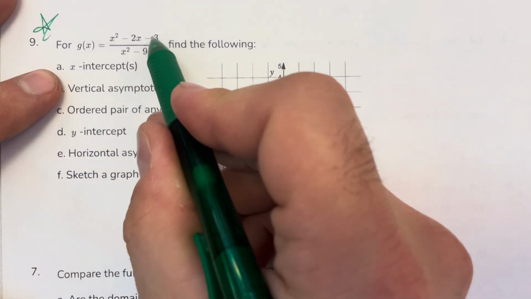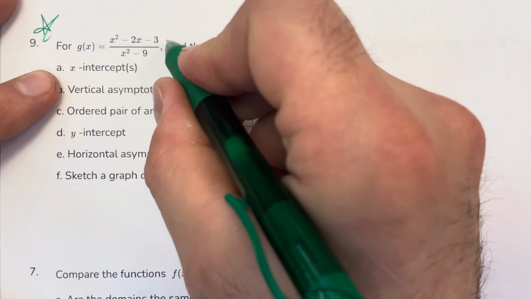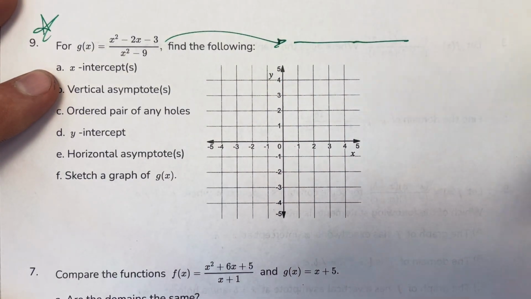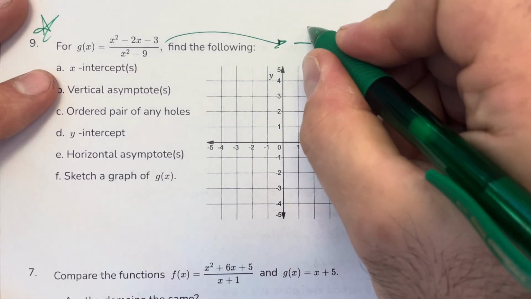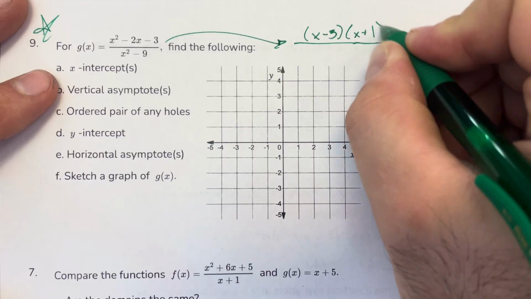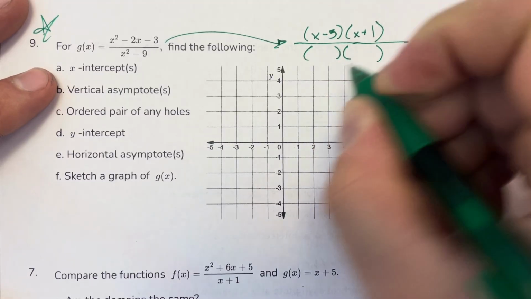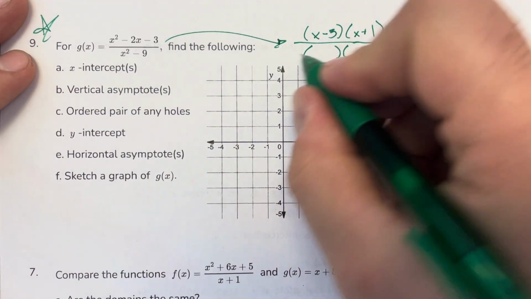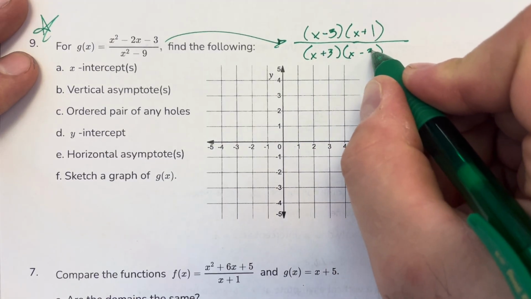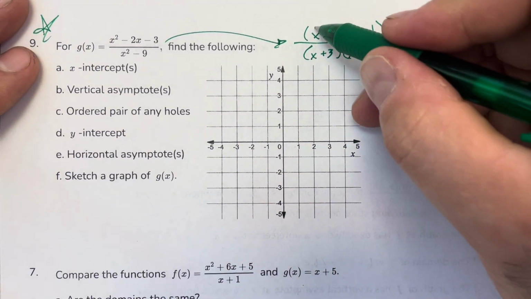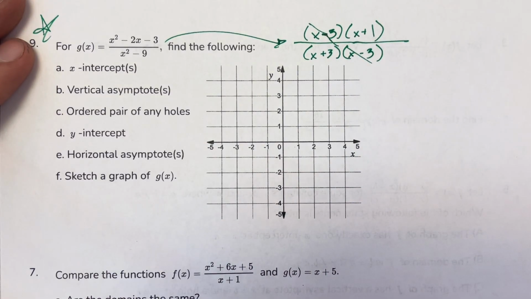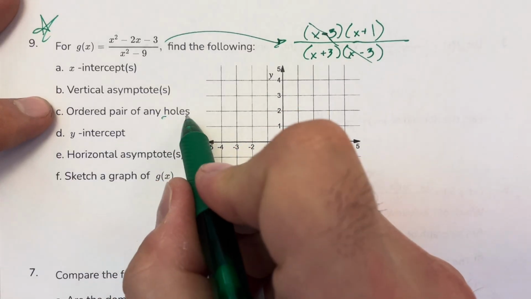So x-intercepts, that's looking at the top here. If I took this and rewrote it in factored form, just to speed things up, the top would factor into an x minus 3 and an x plus 1. This is a step that you have to do. You have to look at these and quickly factor them. This is the difference of squares, so that's going to be an x plus 3 and an x minus 3. Now, we see that we have two terms that cancel, this x minus 3 on the top and on the bottom. And that's going to be one of the holes.